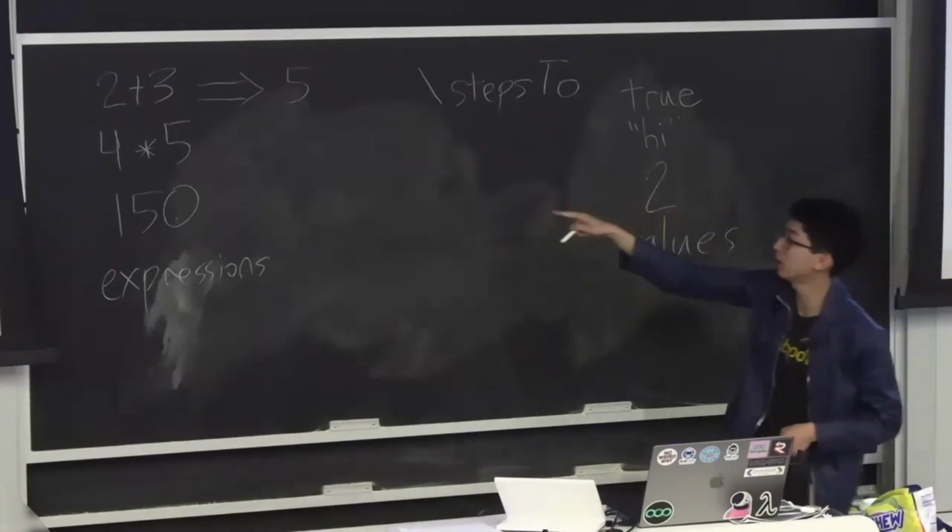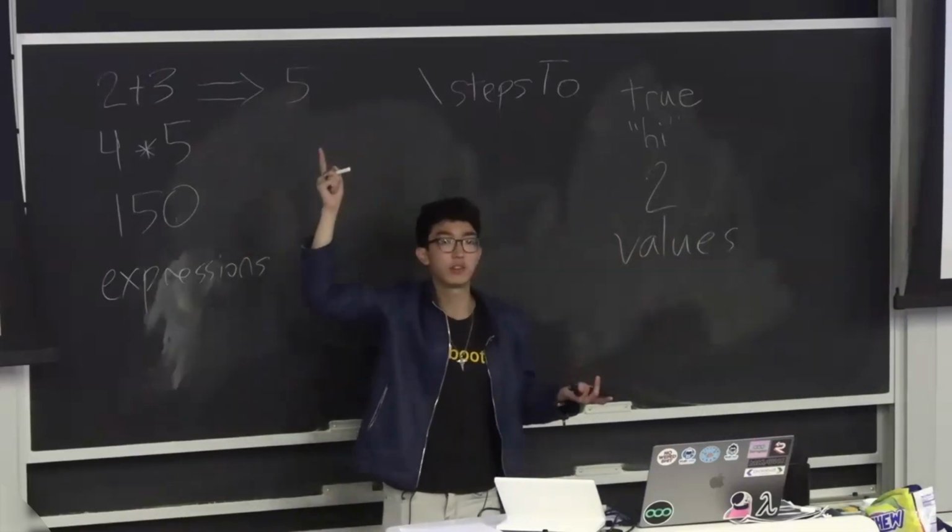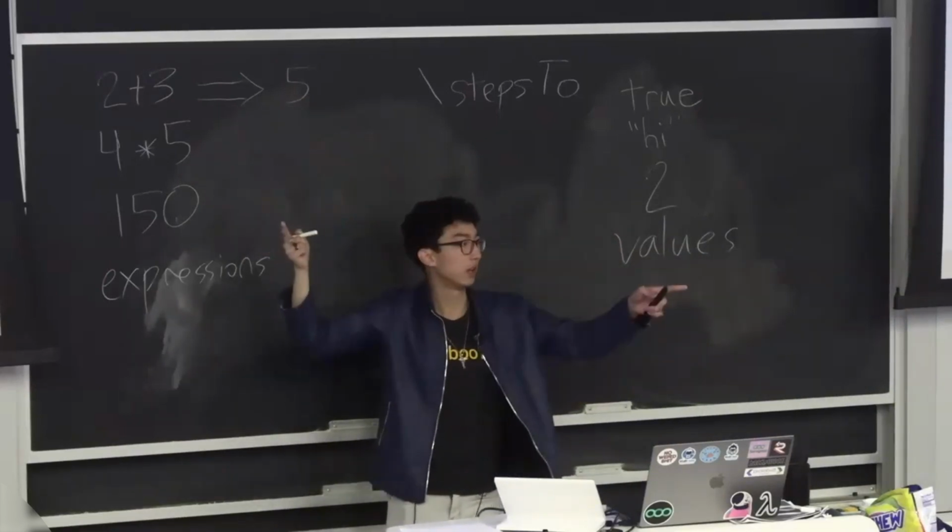So I have that 2 plus 3 will go to the value 5. And at this point, I can't simplify it anymore. I just can't. So therefore, it's a value.